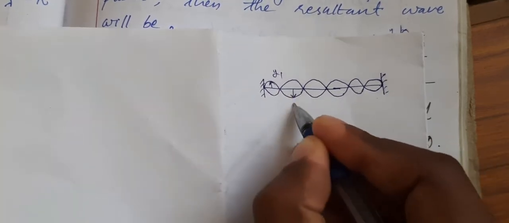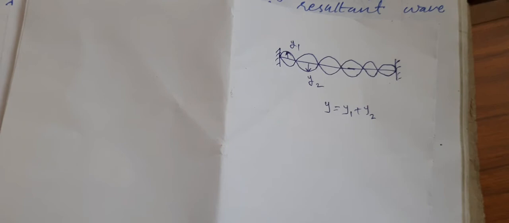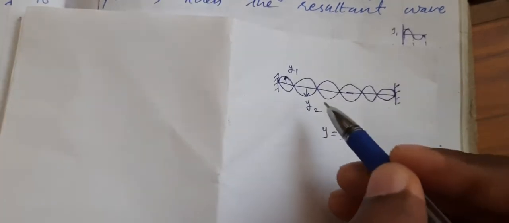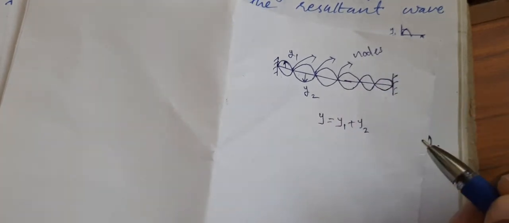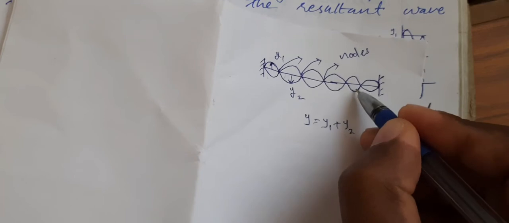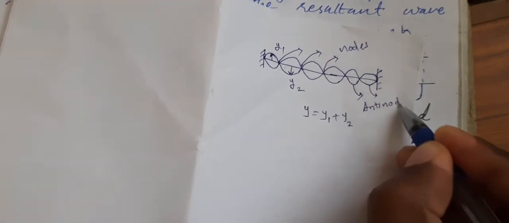Suppose the first wave goes in the forward direction, let its displacement be y1, and that comes back as displacement y2. So at the superposition point, the total displacement y is y1 plus y2. That is why in some places you get more amplitude, some places a lesser amplitude, again a place with greater amplitude, again a low amplitude. The points where you have a low or zero resultant amplitude we call nodes, and the places with greater amplitude we call antinodes.